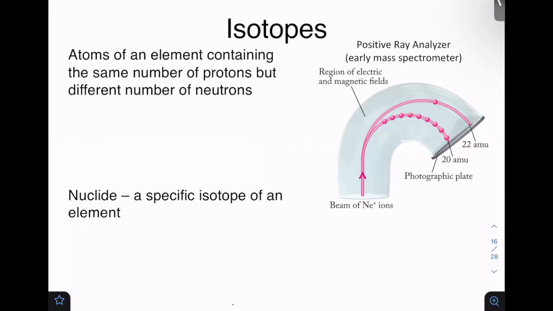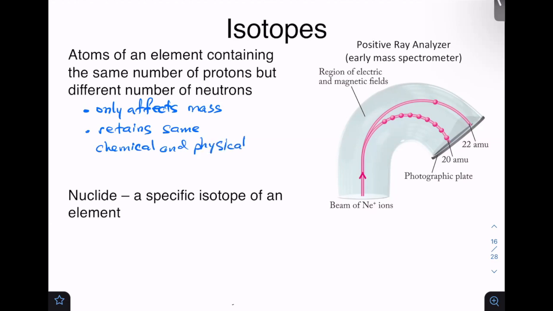All right, so isotopes as a definition, here you go. They're atoms of an element that contain the same number of protons. We know this now because if you change the number of protons, you have a different element. But they have a different number of neutrons, okay? And this only affects the mass. If it has that number of protons for that element, it retains the same chemical and physical properties of that element. And we all know about chemical and physical properties now.